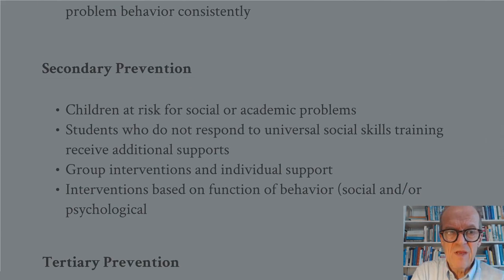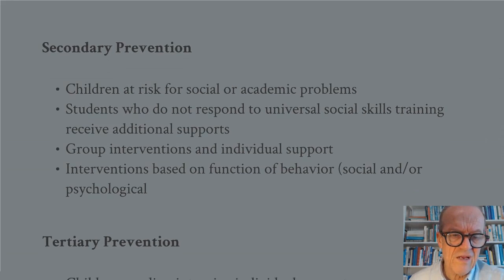The second tier has been called secondary prevention, and there particular groups of students are identified: students at risk for social or academic problems, or students who did not respond to the universal social skills training and receive additional support. There are group interventions, and there is individual support at this second level of prevention of disengagement. And of course, there is a more specific focus on particular social or psychological issues which have to be addressed. So there is some specification here. It's not one size fits all at this level. It is focused on particular students and on particular problems.